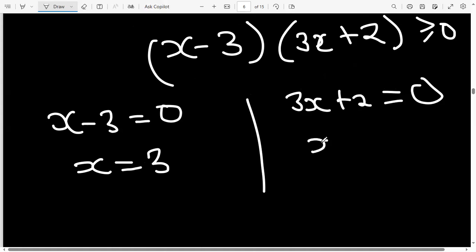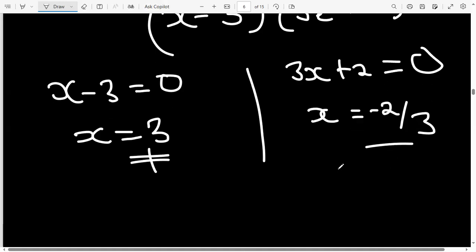So this will be x is equal to minus 2 over 3. So now we have two critical values here. We have x is equal to 3 and x is equal to minus 3. So you can use either the shortcut that I told you, or you can use the testing table. So let me use the shortcut here.